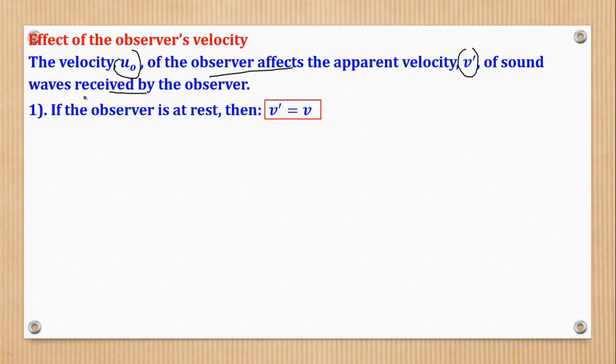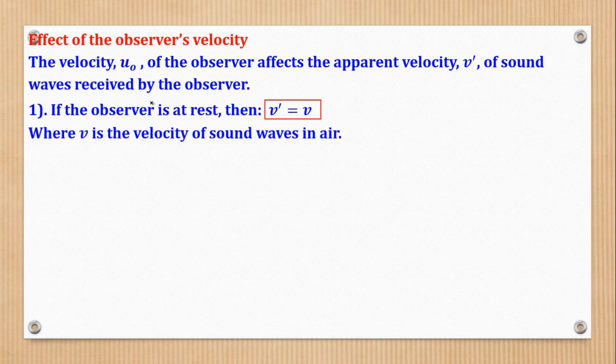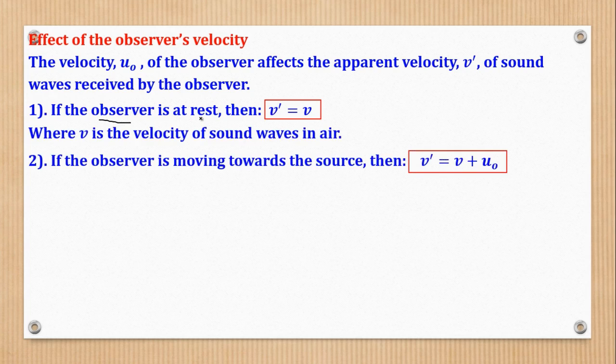So there are various cases. There are actually three cases. One, the observer can be stationary. If the observer is stationary, it implies that the velocity of sound waves reaching the observer is the same as the velocity of sound in air. So V means velocity of sound in air. V prime means the velocity of the sound waves reaching the observer. That is if the observer is at rest or stationary.